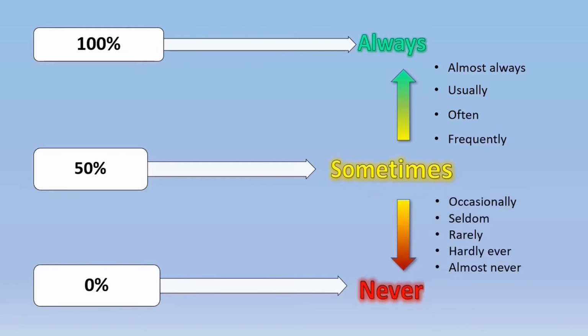I like to think of them in this range. Almost never, 5%. Hardly ever, 10 to 15%. Rarely, 15 to 25%. Seldom, 25 to 30%. Occasionally, 30 to 50%.